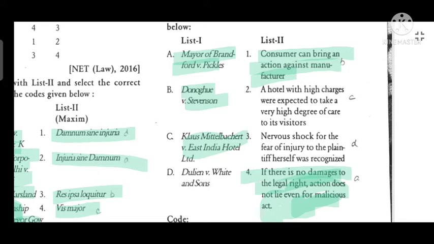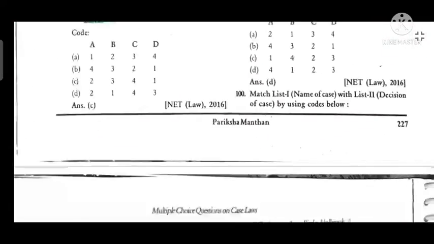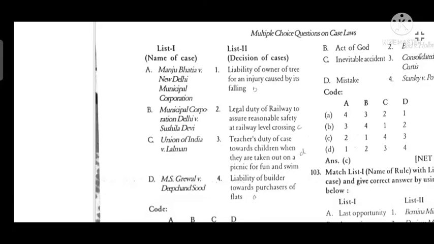Mittelbertschel versus East India Hotel Company. A hotel with high charges is expected to take a very high degree of care for the visitor. Dulieu versus White and Sons. Nervous shock for the fear and the injury of the pain. Plaintiff herself was recognized. Majnu Bhatia versus New Delhi Municipal Corporation. Liability of builder toward purchaser of the flat.